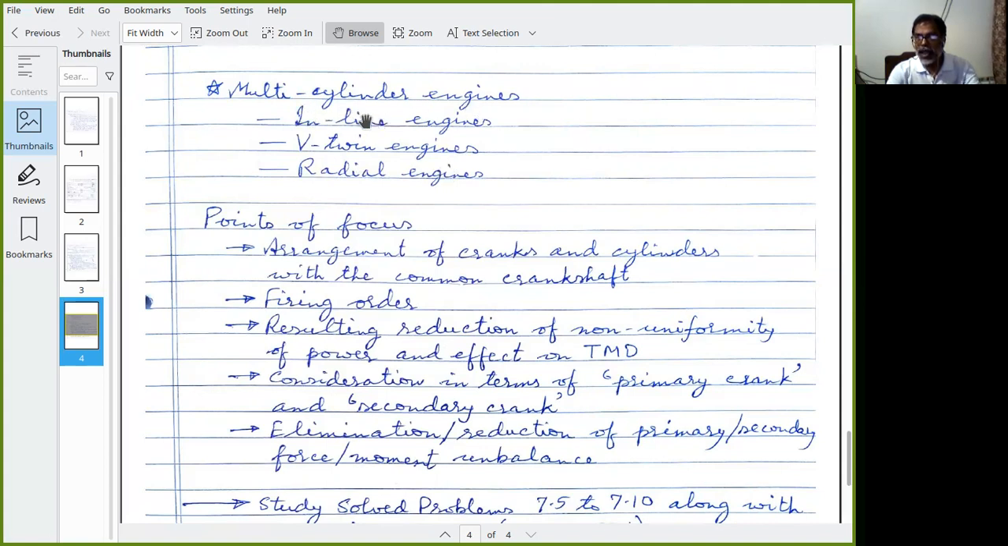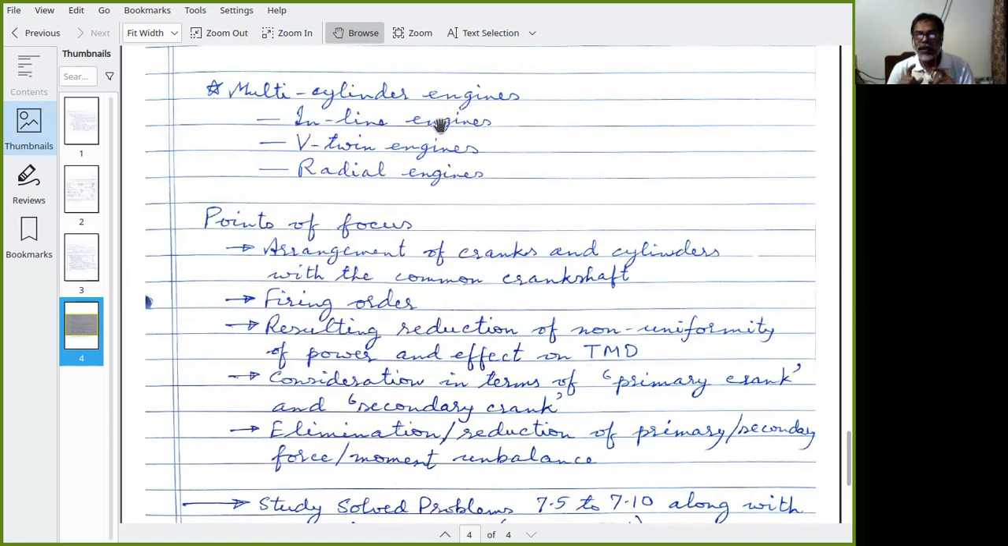So inline engines are to be balanced in the spirit of a proper big full rotor, that is, forces and moments all together you have to consider.